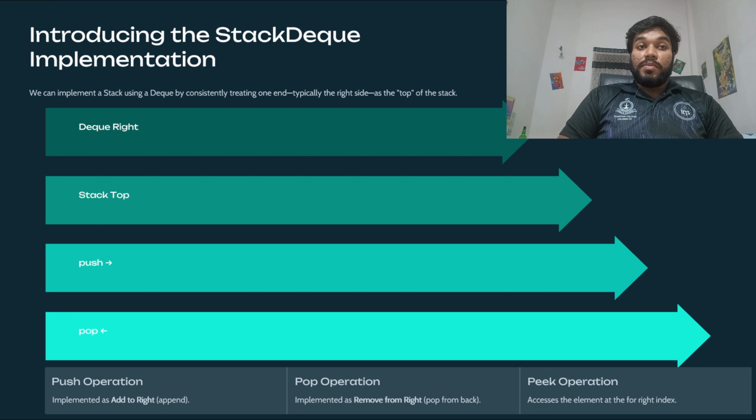The idea is simple. We treat one side of the deque as the top of the stack. So when we want to push, we add to the right side. When we want to pop, we remove from the right side.